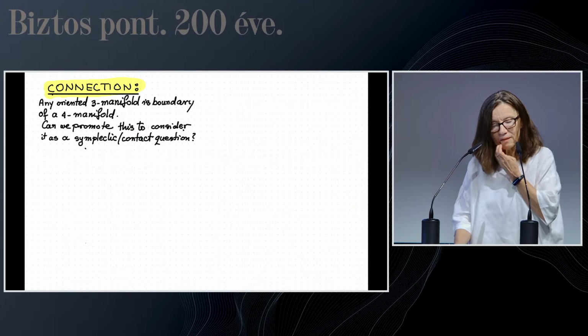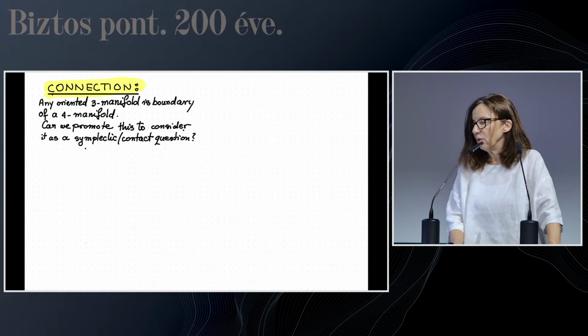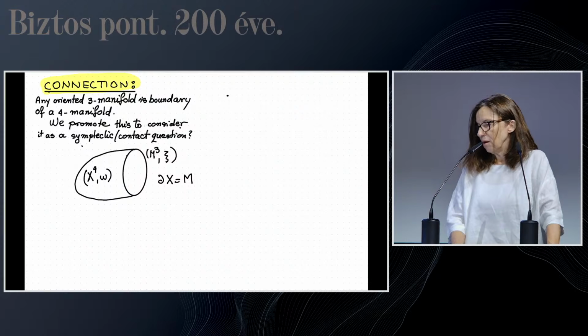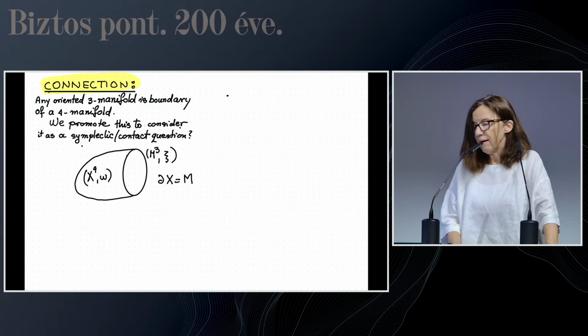So this talk is supposed to be about the connection between the contact and the symplectic world, and we know that any oriented 3-manifold is a boundary of a 4-manifold. So the question is, can we promote this fact to consider it as a symplectic contact question? Can we find a 4-manifold X and a symplectic form ω on it so that M³ and ξ are somehow compatibly the boundary of (X⁴, ω)?